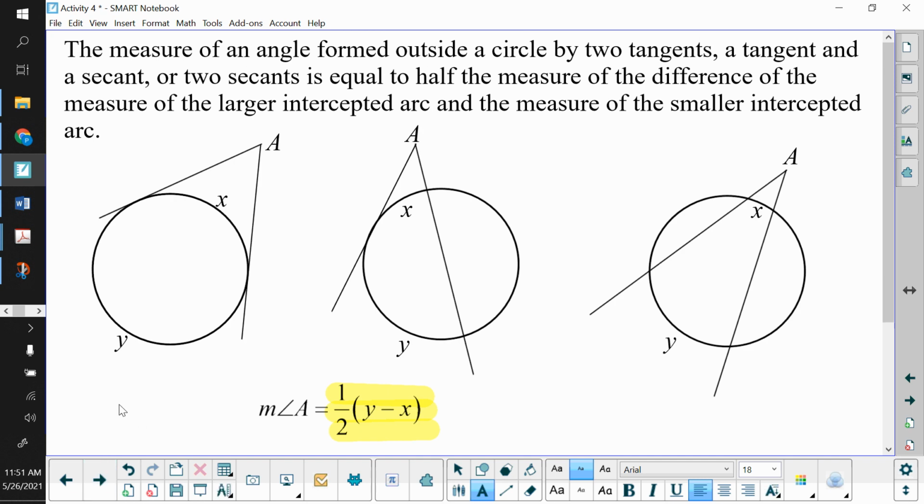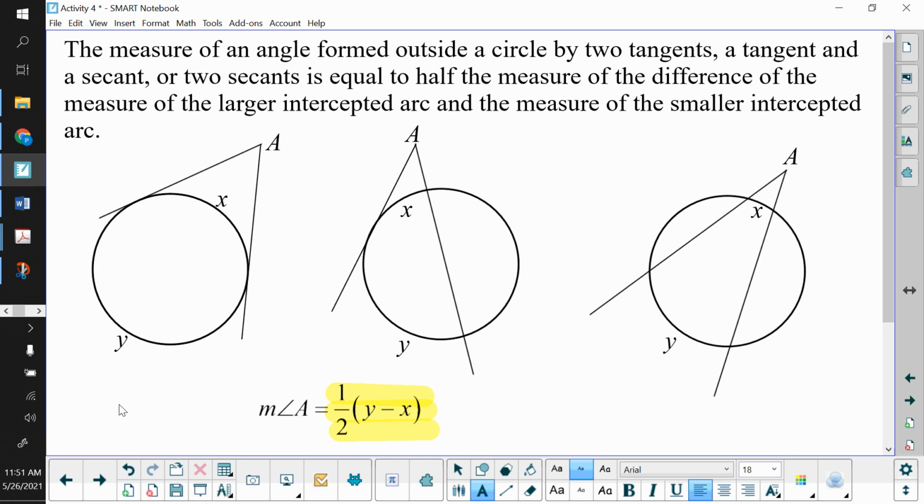And our third rule for today, there's 3 different ways the picture can look, but the rule is the same for all of them. The left-hand picture, you have 2 tangents. The middle picture, you have a tangent and a secant. And the right-hand picture, you have 2 secants. Notice in all 3 cases, an angle is formed that is outside the circle. That's how you would recognize this scenario. You've got an angle formed outside of the circle.